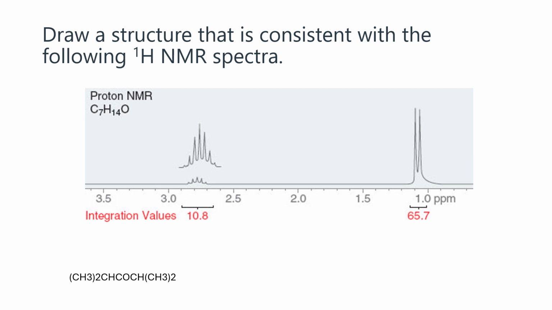Okay. Now here, what do we have? C7. So you start here as always. HDI is 1/2. 14 is twice the C plus 2 minus 14. So here, what do we have? Only 1 unsaturation. Maybe a carbonyl, but we don't know so far.